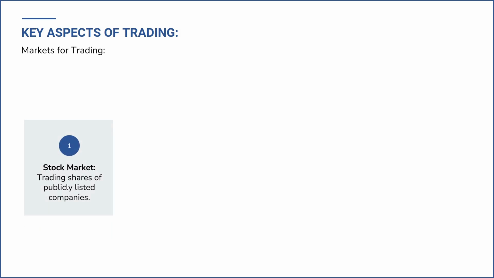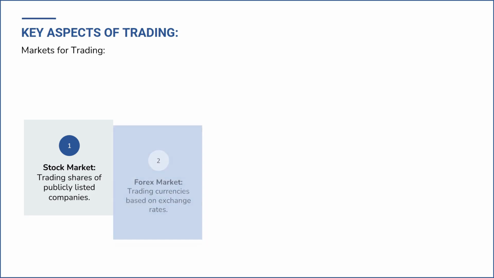Now, we're also talking about a key aspect of trading, right? We talk about markets for trading. We have the stock market. The stock market is where we trade shares of publicly listed companies. Like we have tons of companies, the Amazon, the Walmart, the Tesla, you name the rest of them. These are companies that we own shares in. So whenever you're trading shares of publicly listed companies, you're purchasing stock, all right? You're holding ownership within a company.